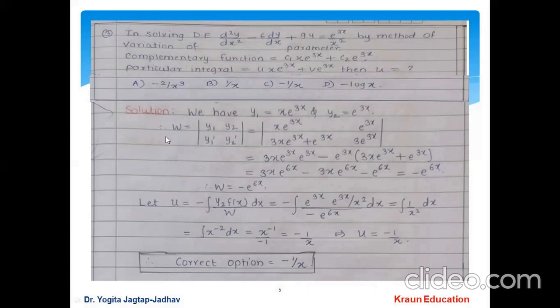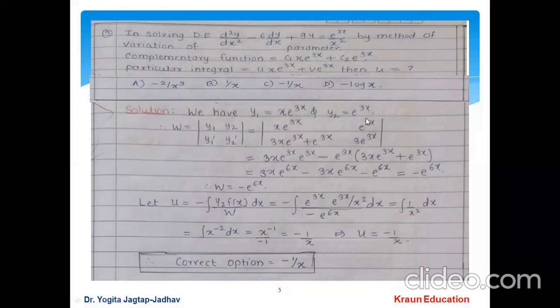Now try to find out the value of Wronskian W, that is equal to determinant of y1, y2, y1 dash, y2 dash. What is y1? y1 is equal to x e raised to 3x. What is y2? It is equal to e raised to 3x. Now its derivative. Derivative of x into e raised to 3x is what? Use the u into v rule, product rule of the derivative, right? Keep x as it is. Derivative of e raised to 3x is 3 into e raised to 3x. Plus, now e raised to 3x is kept constant and derivative of x is 1. Therefore, we get this term.